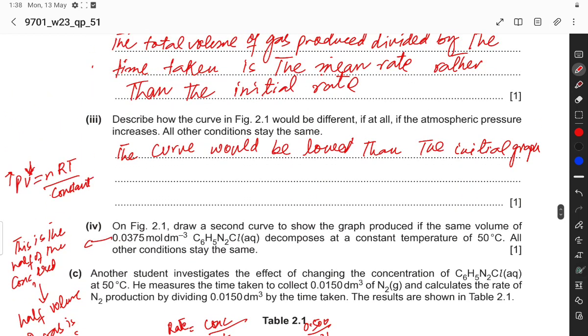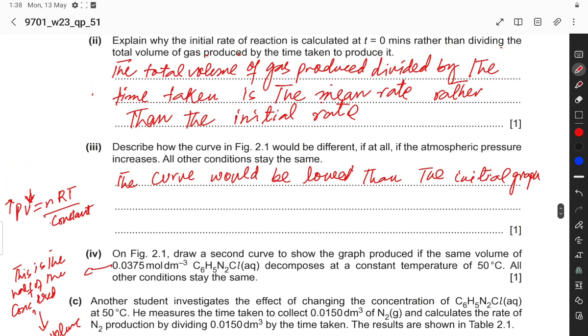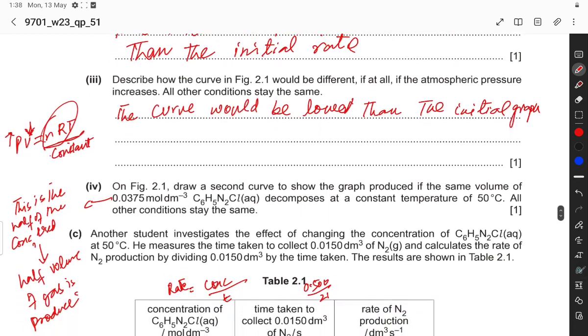So we know that by increasing atmospheric pressure, the volume is decreased, and PV is equal to nRT, which is constant. So if the atmospheric pressure increases, all other conditions stay the same. This is the constant value. We know that PV is equal to nRT. The curve would be lower than the initial graph if the atmospheric pressure increases.